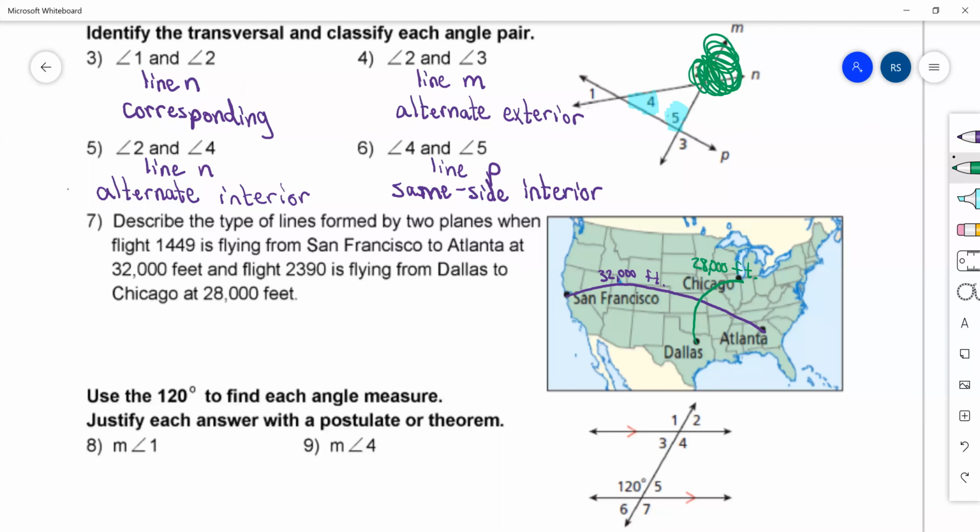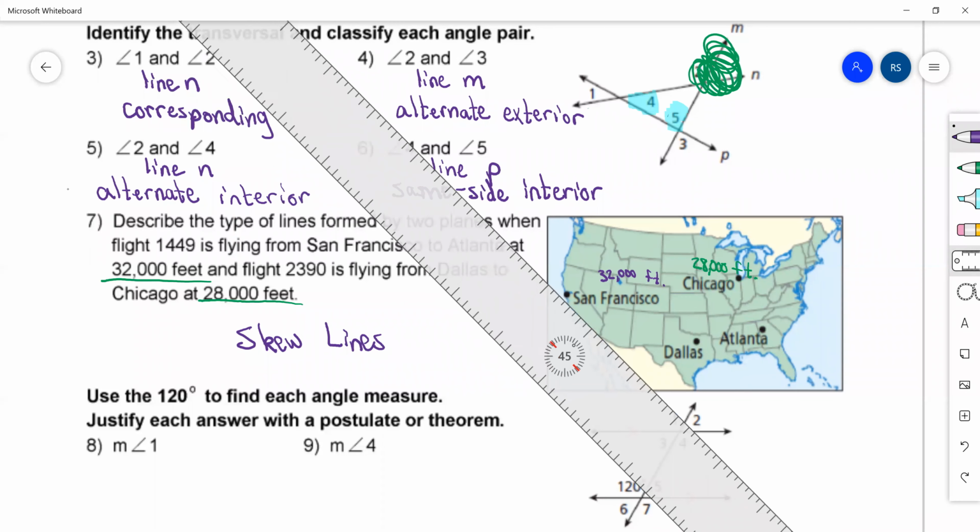So the only option that leaves us with is skew, because they're at different heights here. One's at 32,000, one's at 28,000. So these are going to be skew lines if they went straight there. Like I said, I shouldn't have drawn it like this. This is my bad. They're going straight.